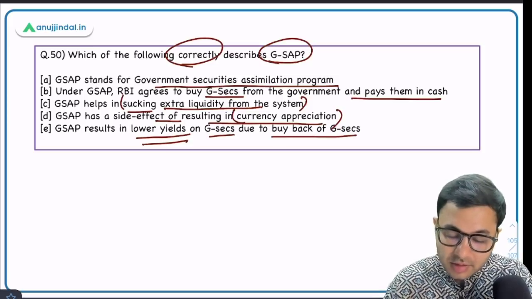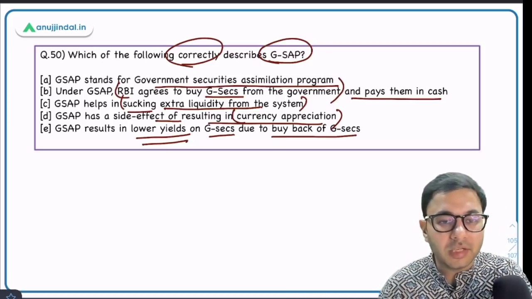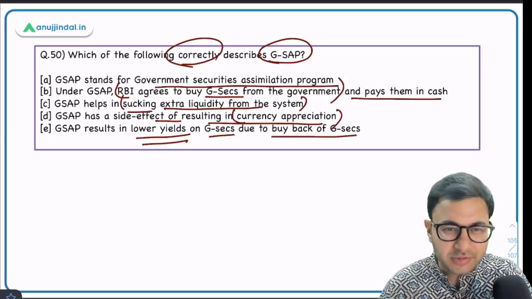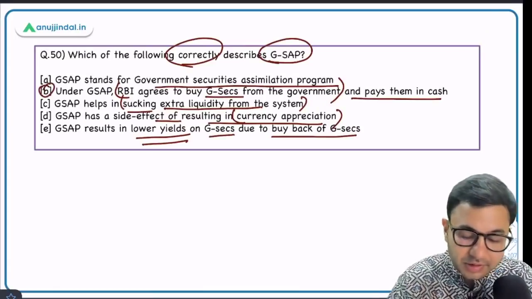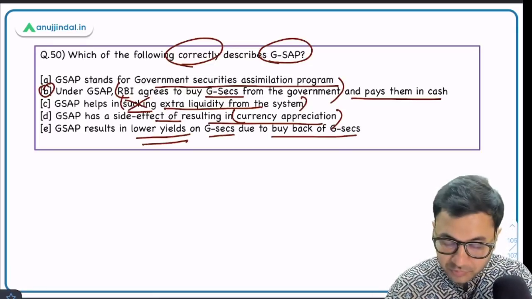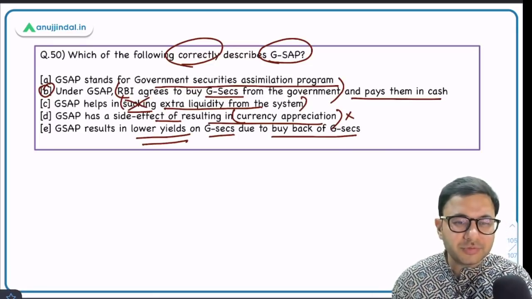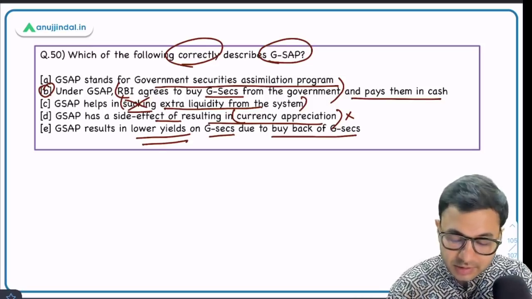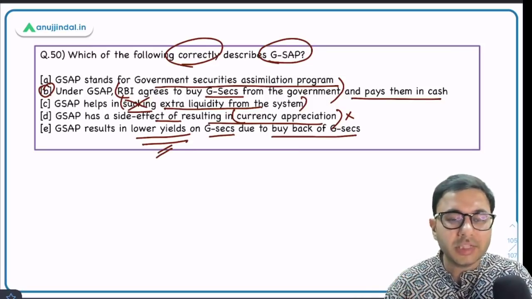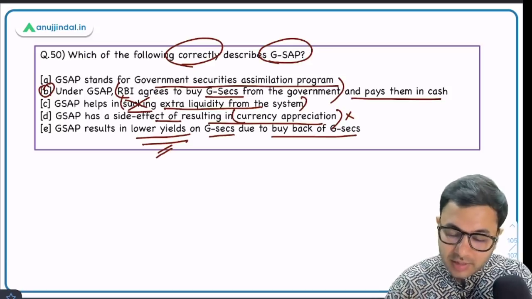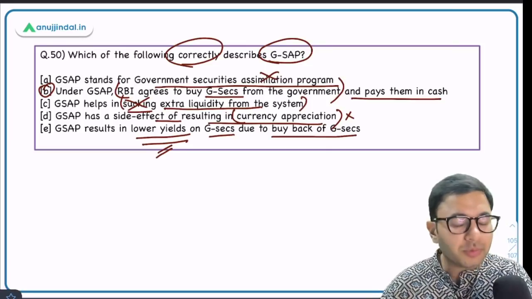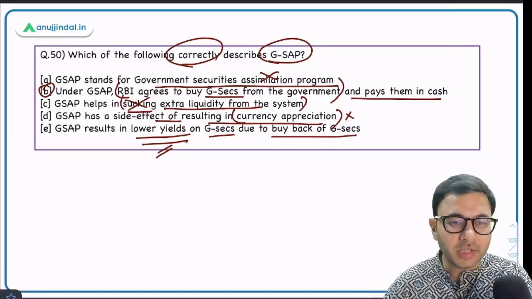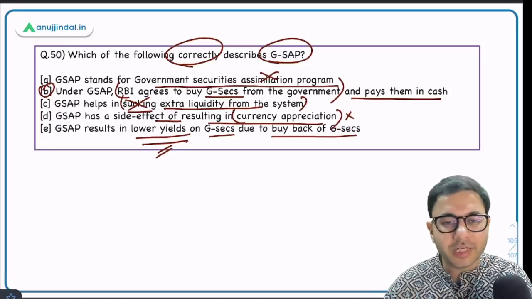GSAP mein kya karti hai? RBI buys government securities from the government and pays them in cash. Okay? Correct pucha hai humse. The answer option is option number B. B was correct hai, aur sare incorrect hai. Suck nahi karta hai. It is providing more money to the system. Okay? It does not result in currency appreciation. Lower yield nahi hoti hai, yield badh jati hai because buyback nahi kar rahe ho. You are increasing the amount of government securities in the system. Assimilation nahi hai, that is also incorrect. Acquisition hai. So the correct option is option number B, which is the only incorrect one here. Nahi, which is the only correct one here, sorry. Correct option is option number B.